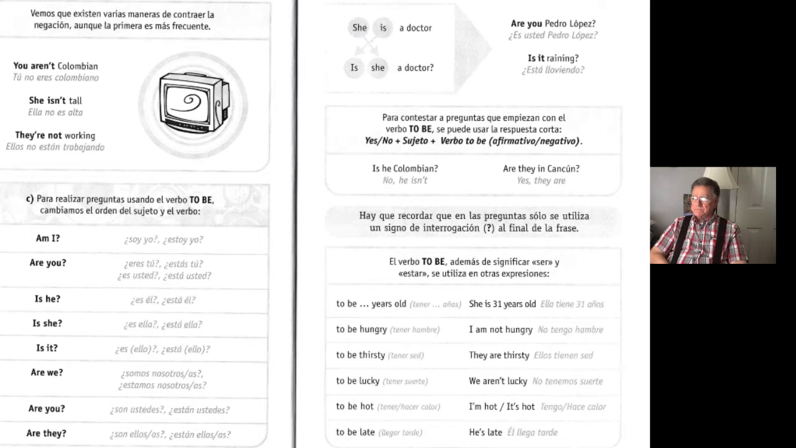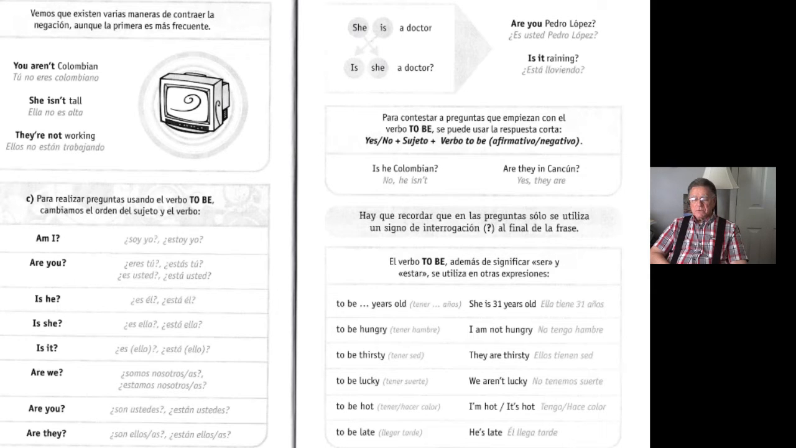Okay, still talking about like where are you from, and sometimes people ask you where are you from, and you can tell them where you're from by telling them I am Mexican, I'm Mexican, or I'm Salvadorian, or I'm Guatemalan, or I'm Chinese, and things like that.